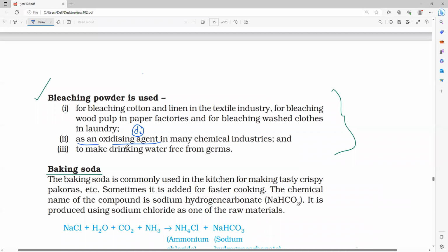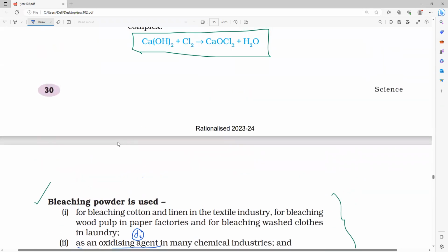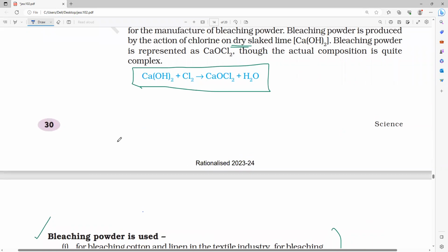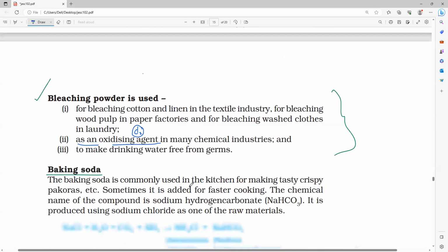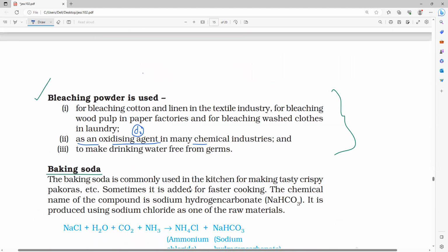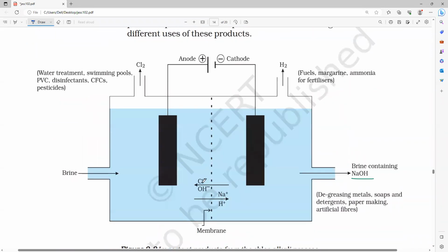That is the reverse reaction. If it is exposed to the atmosphere, we all know what will happen. CaOCl2 will react with carbon dioxide and form what, guys? It will form calcium carbonate plus it will release chlorine gas. Of course, the chlorine gas which is present inside is actually a strong oxidizing agent. That is why we use it in many chemical industries. And if I dissolve this in water, that is to make the drinking water free from germs. We already know chlorine gas, we already studied. We can use it as a what?